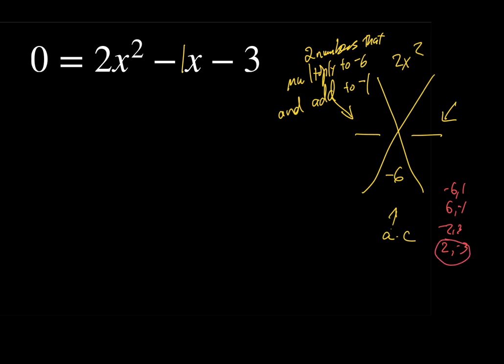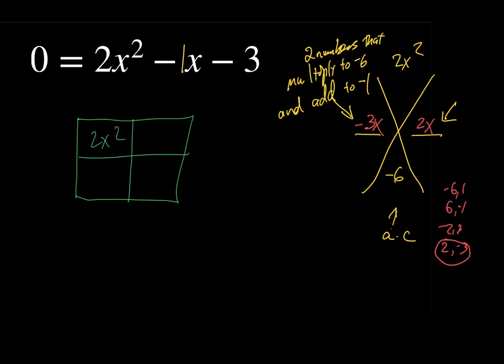This set. So here, this would be 2x. This would be negative 3x. Where do the x's come from? Well, they have to add to negative 1x. So those two add to negative 1x. So that's the x part of the question. And then we do the box. Two x squared and negative 3. So this is always the first term. This then is the last term.